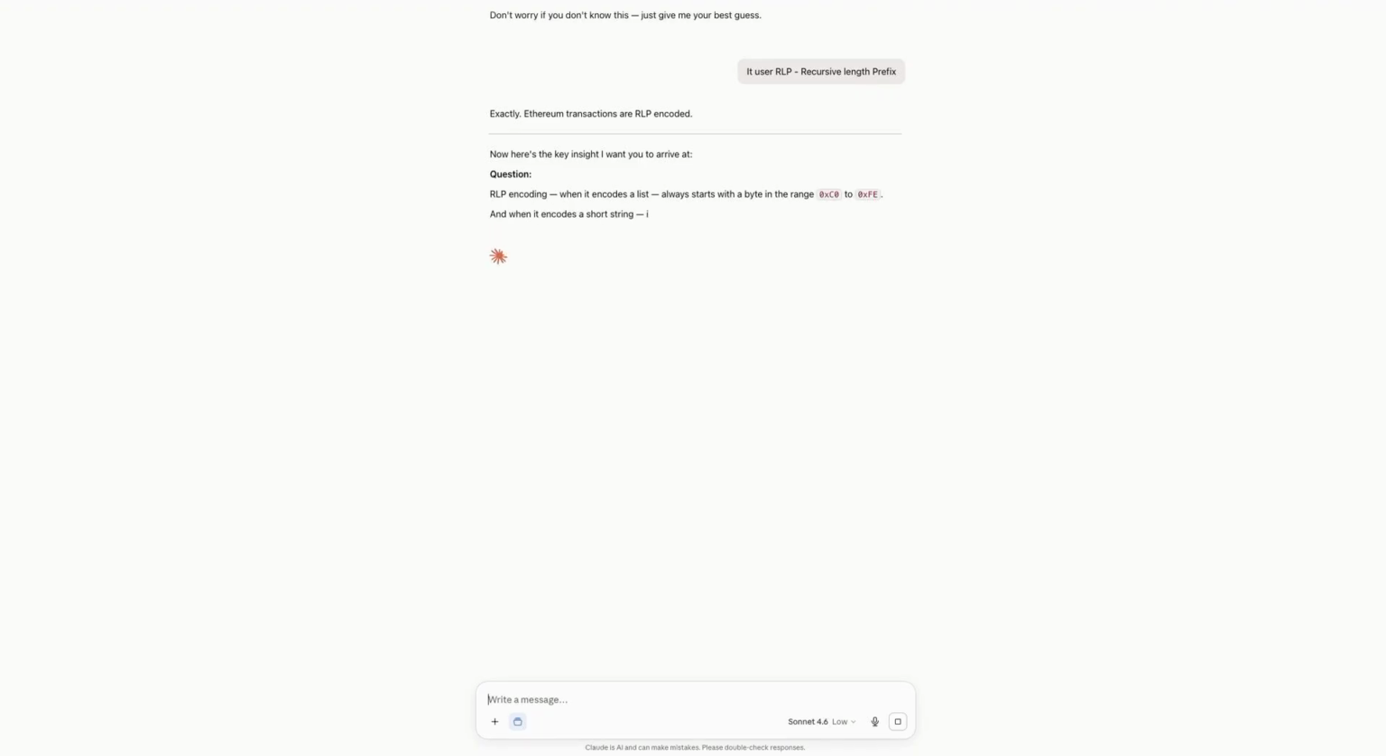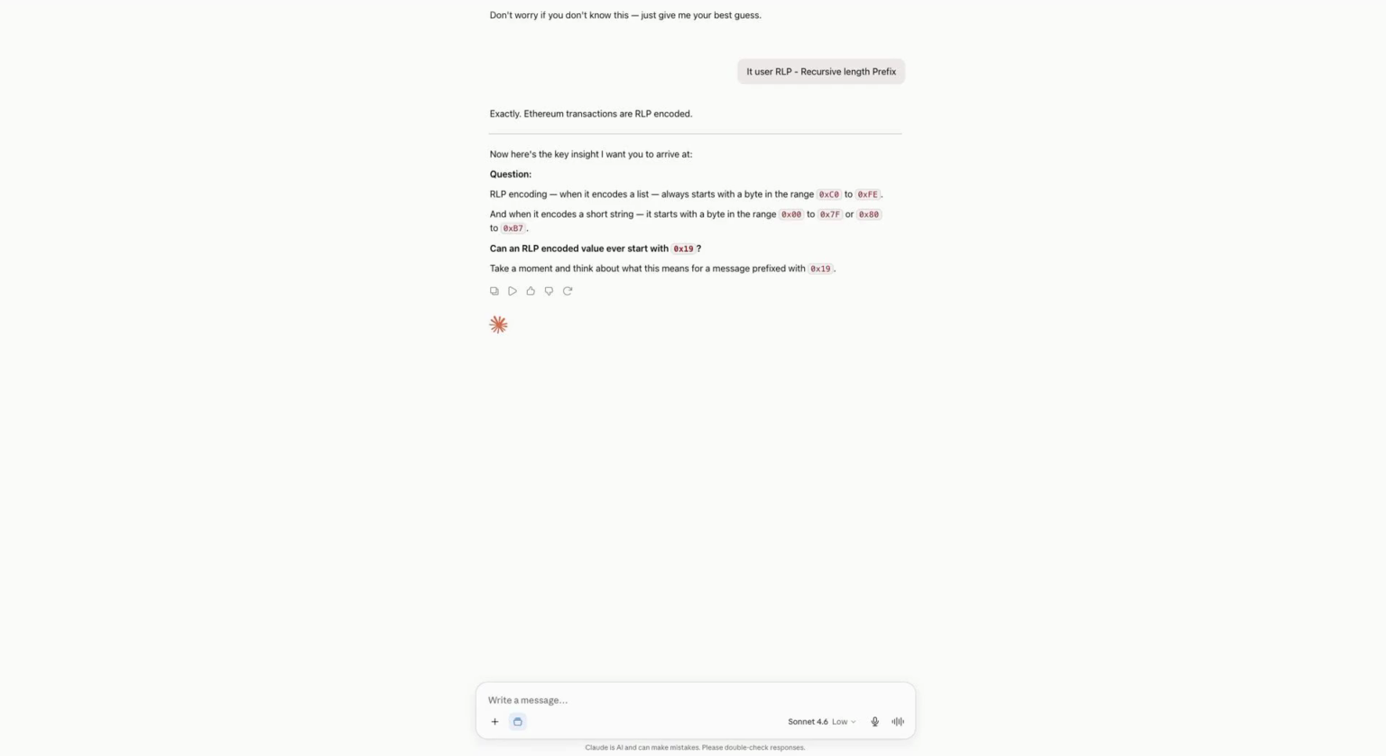Ethereum transactions are RLP encoded. I want you to arrive at this. When RLP encodes a list, it always starts with a byte in the range 0xC0 to 0xFF. And when it encodes a short string, it starts with a byte in the range 0x00 to 0x7F or 0x80 to 0xB7. Can an RLP encoded value start with 0x19? Take a moment and think about what this means for a message prefixed with 0x19.